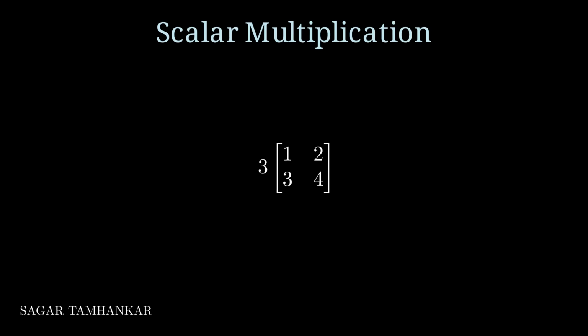Scalar multiplication is very simple. Multiply every element by the given number. Each element is multiplied by 3.